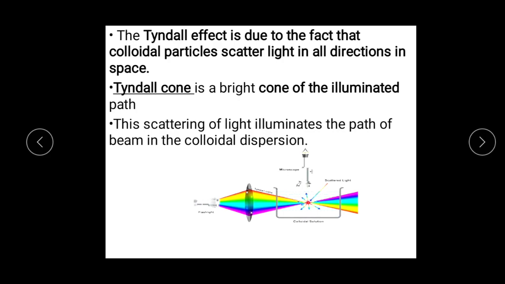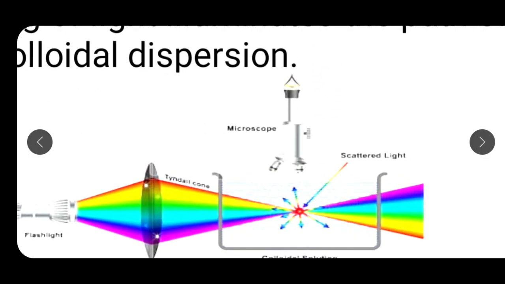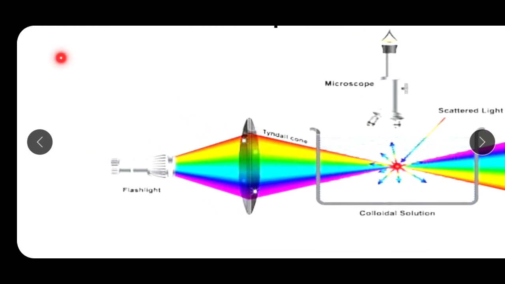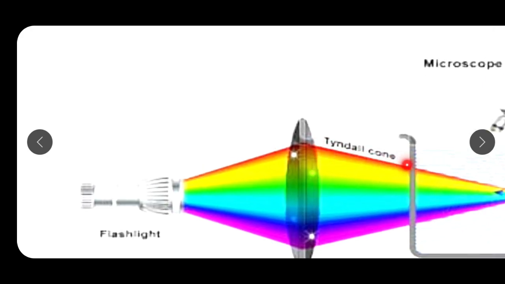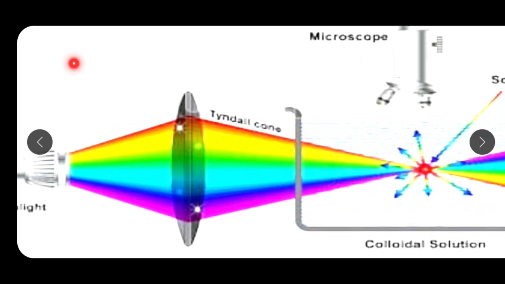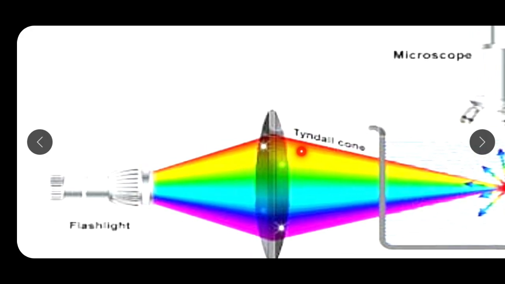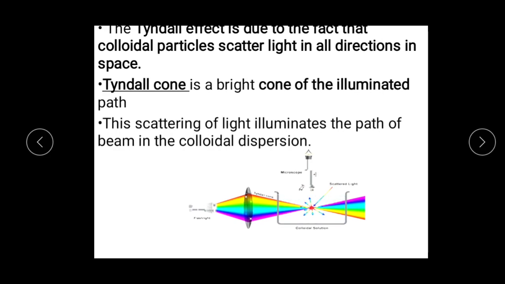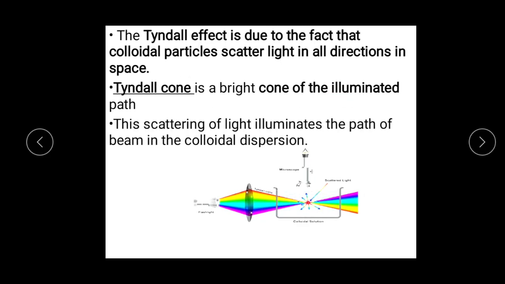Now we move on to the next, that is Tyndall cone. It is defined as the bright cone of the illuminated path. Now you can see the bright cone of the illuminated path here, and this bright cone is known as Tyndall cone. You can see the scattering of light here. So Tyndall cone is the bright cone of the illuminated path.